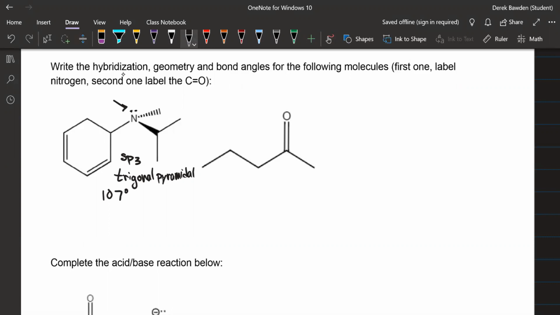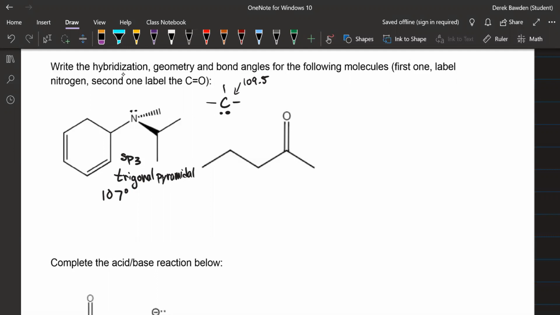(109 minus 2), perfect. Okay, so my trick is to say on a regular tetrahedral, if you have a carbon with 4 things around it, the bond angles are 109.5. And so when you take away one of these bonds and add a lone pair, there's 2 electrons. So you can take 2 away from 109.5 and get 107. Just a little memory cue there.